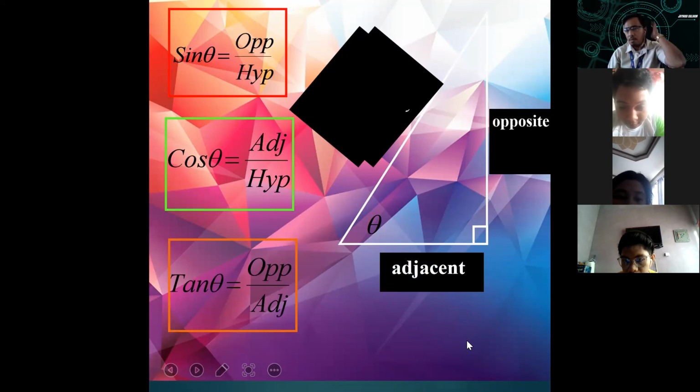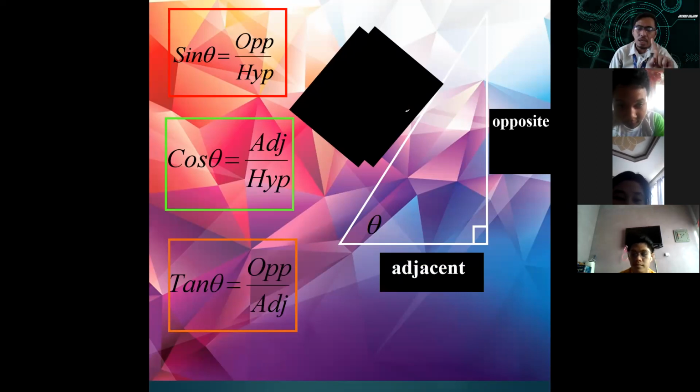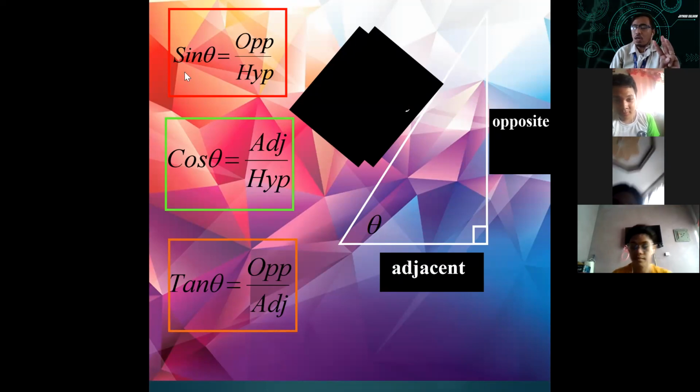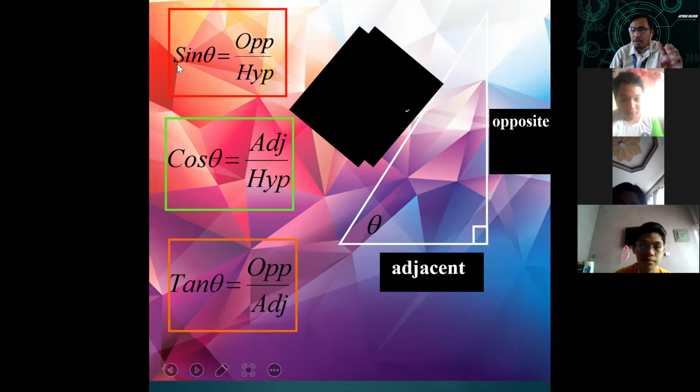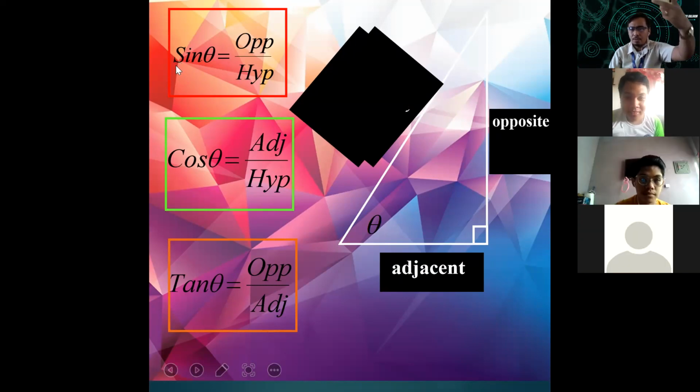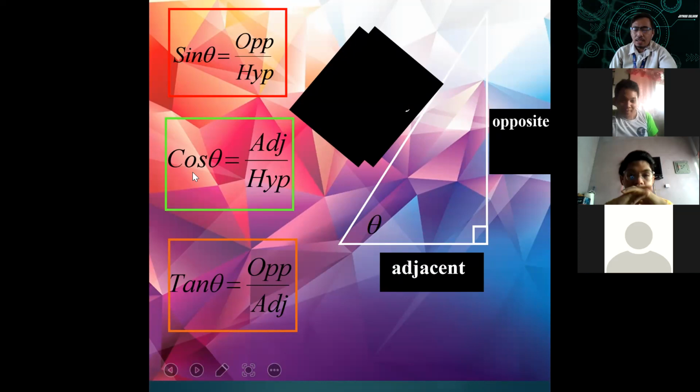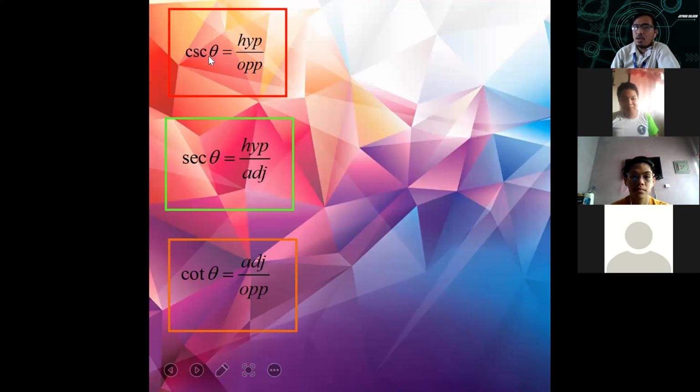What I represented are just the three: sine, cosine, tangent. But there are 6. The cosecant is just the reciprocal of your sine. The secant is the reciprocal of your cosine. And the reciprocal of your tangent is the cotangent. That's why if you're looking for the cosecant, it is just the reciprocal of your sine.